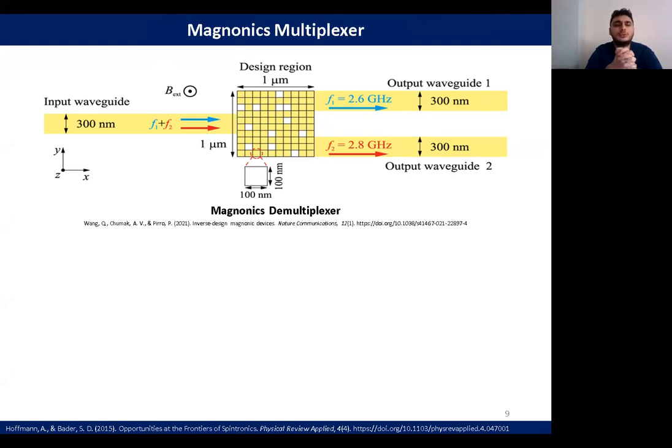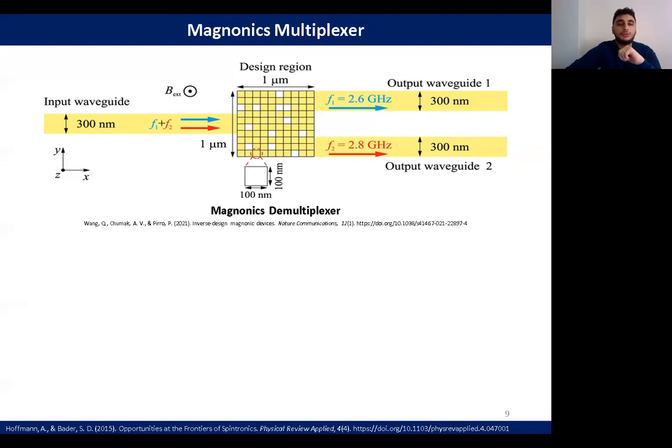Looking at the figure, we see a simple demultiplexer with one input and two outputs. These paths are connected to the design region. Also, an external magnetic field is applied perpendicular to the device. Thus, we get spin waves with two different frequencies. One of them is 2.6 gigahertz and the other one is 2.8 gigahertz.